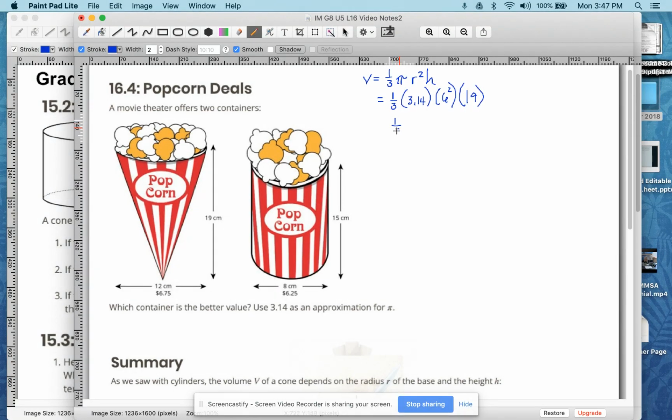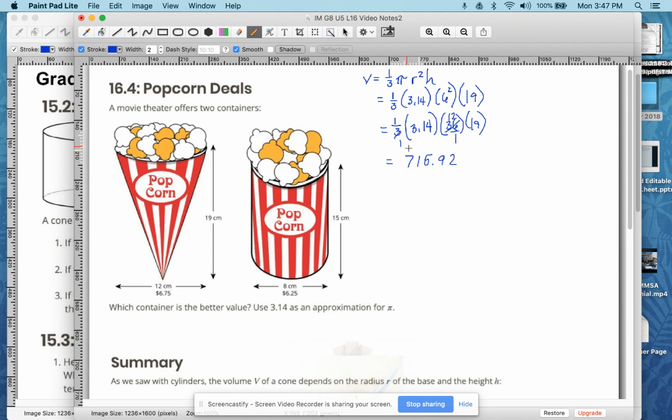All right, so I have 1/3 times 3.14 times 36 times 19. And this is like 36 over 1. I'm choosing this one because I know 3 goes into 36 an even number of times. So 3 goes into itself once. 3 goes into 36 12 times. So this really turns into 3.14 times 12 times 19. You can get your calculators out to do that. And when you do that, you get 715.92.